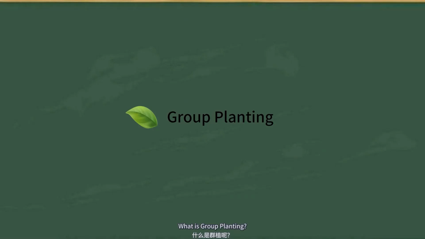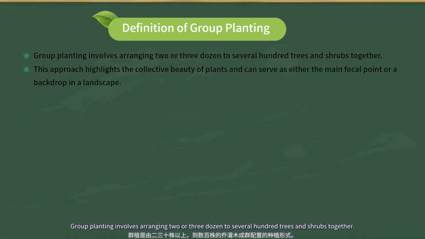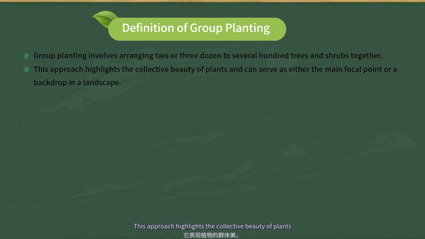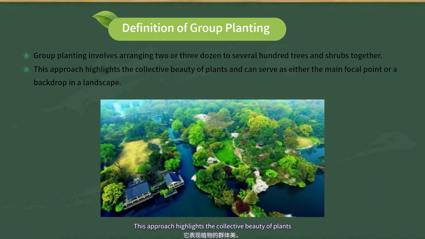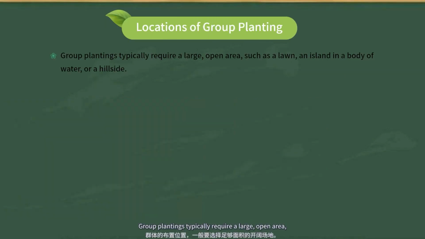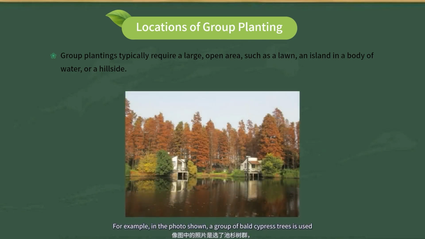What is group planting? Group planting involves arranging 2 or 3 dozen to several hundred trees and shrubs together. This approach highlights the collective beauty of plants and can serve as either the main focal point or a backdrop in a landscape. Group plantings typically require a large, open area, such as a lawn, an island in a body of water, or a hillside. For example, in the photo shown, a group of bald cypress trees is used as a backdrop for a nearby building.